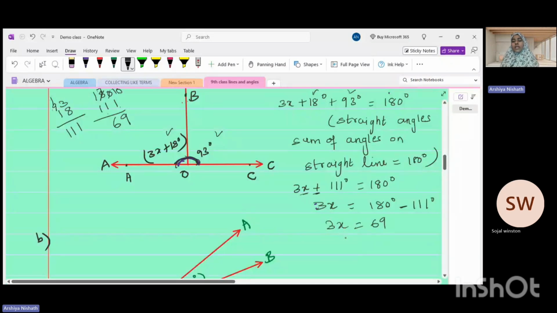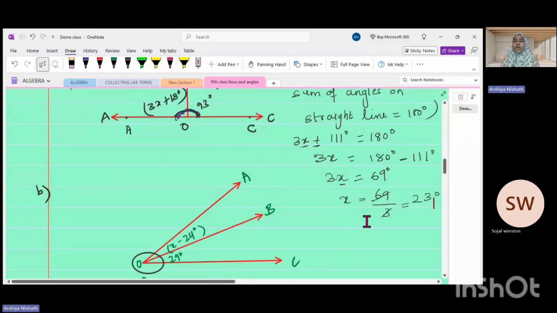Now I want only my x. x is under multiplication with 3. So as I said before, multiplication goes that side, it becomes division. So 69 by 3. Now cancel it in the 3 table. 3 table, 6 will go 2 times. 9 will go 3 times. So x is equal to 23 degrees. Isn't it? x is equal to 23 degrees.